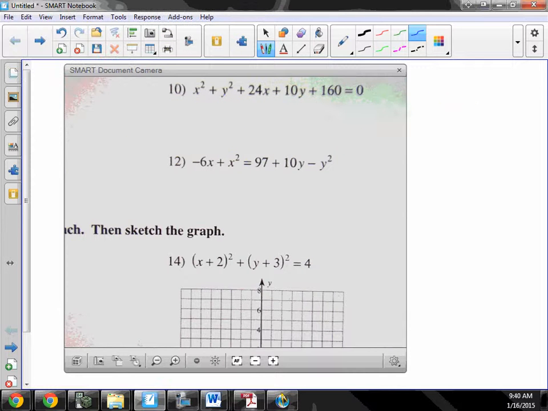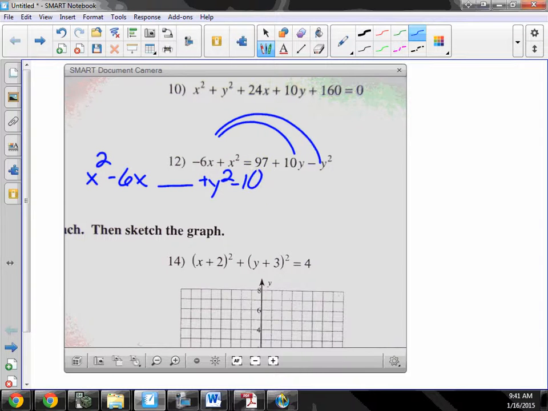All right. Look at number 12. Number 12 is jumbled all over the place. So I need to move all the variables to the left and the constant to the right, and I need to arrange the x's together and the y's together so I can complete the square. So this would be x squared minus 6x, leave a space. I'm going to add y squared and subtract 10y, leave a space, and the 97 is already in the right spot. Everybody get that?